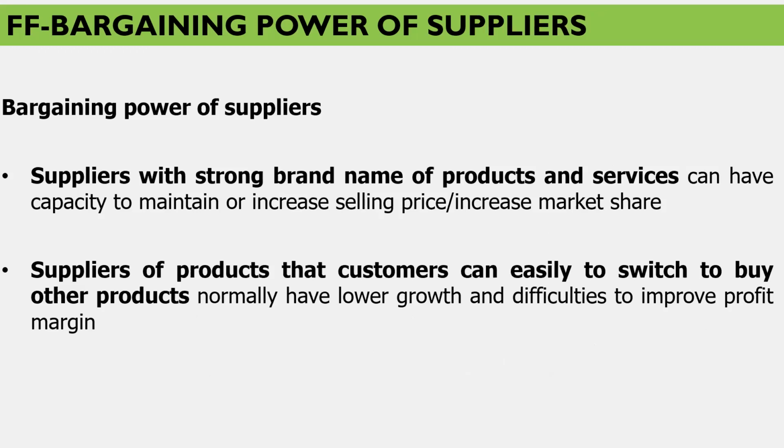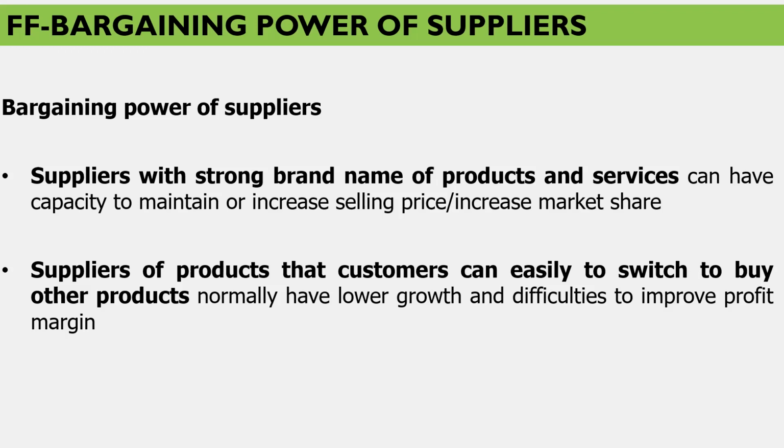Bargaining power of suppliers. Suppliers with strong brand name and services can have a capacity to maintain or increase selling price and increase market share. Like Apple, Samsung, they have quite products of strong brand name and quality, so they are like leaders in the industry.